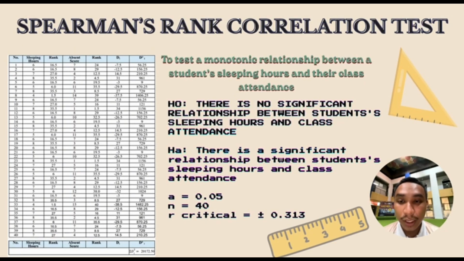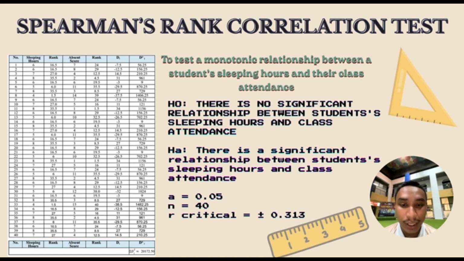Now, we are talking about Spearman's rank correlation test. The aim of Spearman is to test a monotonic relationship between a student's sleeping hours and their class attendance. Here we have 40 respondents from the survey about sleeping hours and their absence score. We ranked accordingly the sleeping hours and the absence score. We also calculated each d_i and d_i squared. Finally, we have the summation of d_i squared.